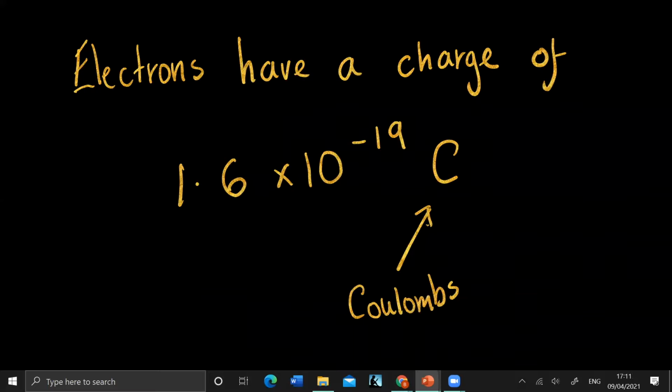Electrons have a charge of 1.6 times 10 to the minus 19 coulombs, capital C, coulombs. You may not have come across that before, coulombs. It's not an ohm, it's a coulomb. It's named after a person.